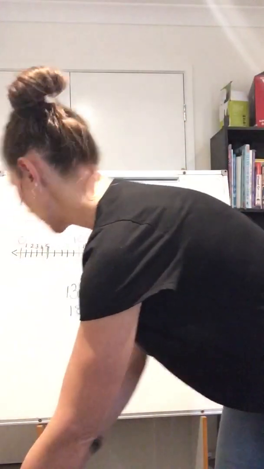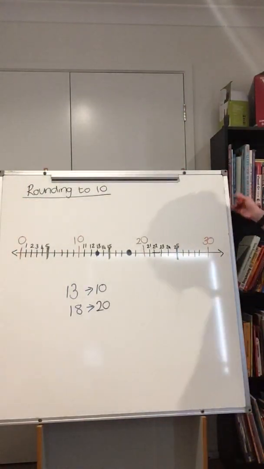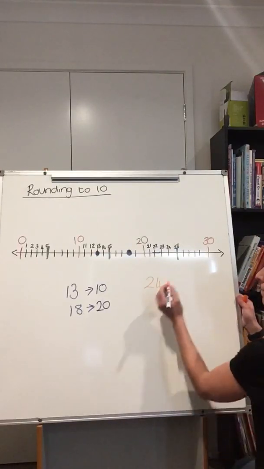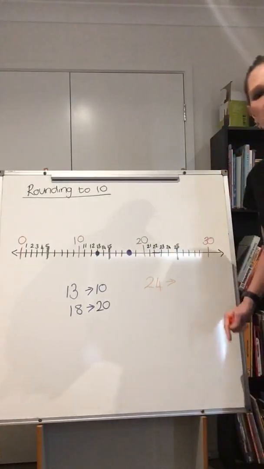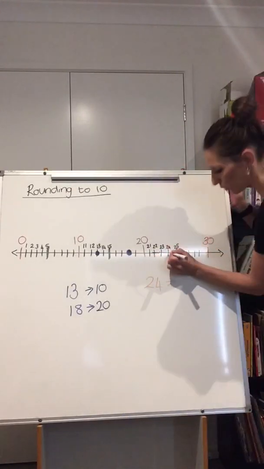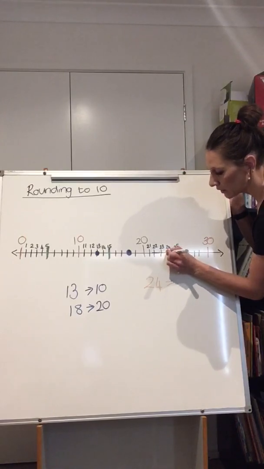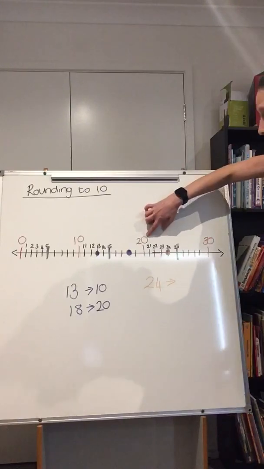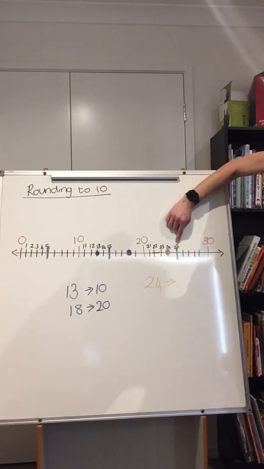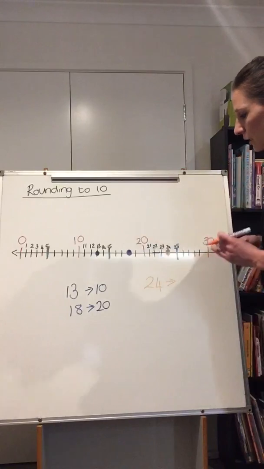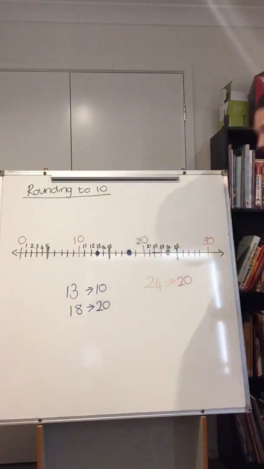The same would happen in the 20s. So if I had the number 24, what would be the nearest 10? So I look, 21, 22, 23, 24. There is 24 sitting over there. Is it closest to 20 or is it closest to 30? Well, I can clearly see it is closest to 20. And there is my halfway mark to help me as a guide. It is sitting on this side of the halfway mark, so the nearest 10 would be 20.